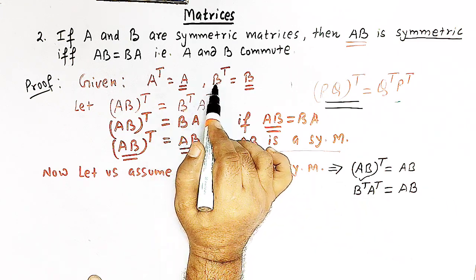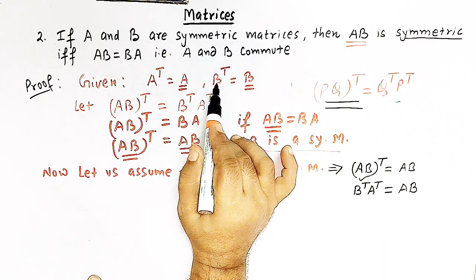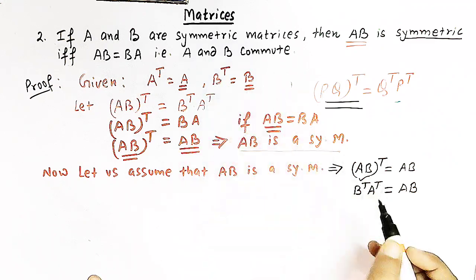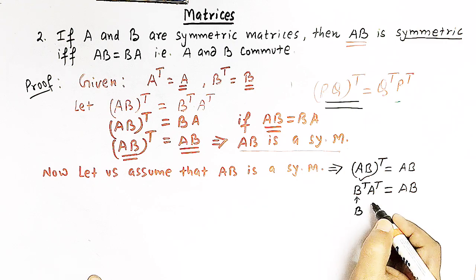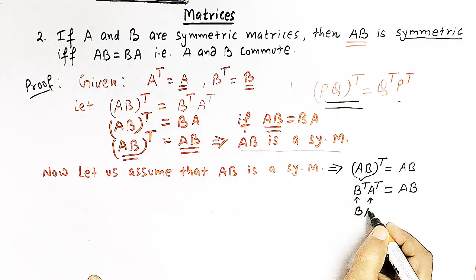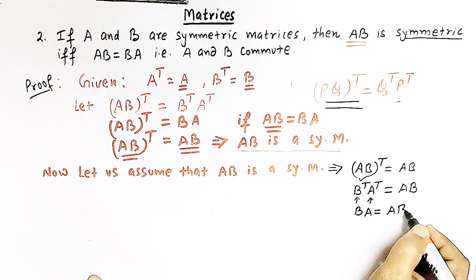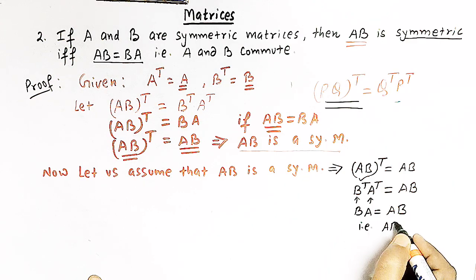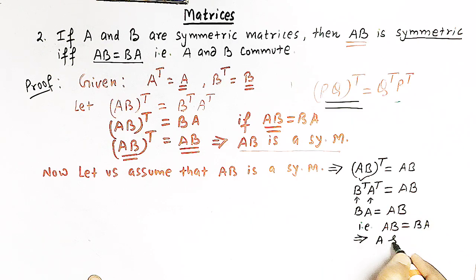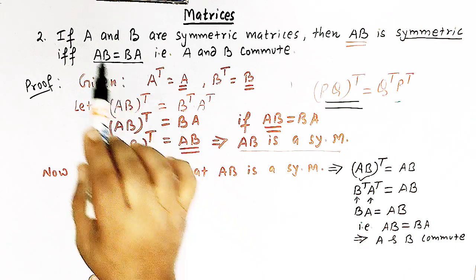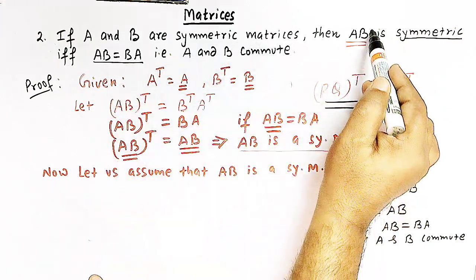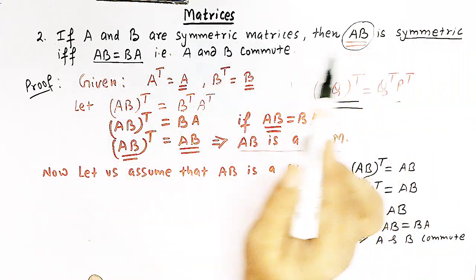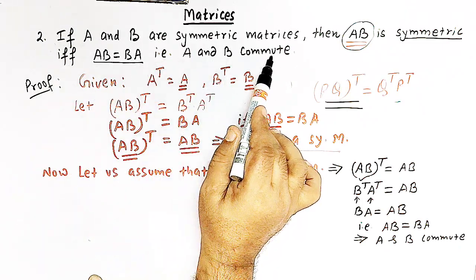So now here we are given that A and B are symmetric matrices. So the transpose of matrix B is equal to B. So here we write B, and here we write A. So we have BA is equal to AB, which is this condition, right? That is, we can now write AB is equal to BA, which suggests that A and B commute, right? So here we have shown that if A and B are symmetric matrices, then the product AB is a symmetric matrix if and only if A and B commute, right?